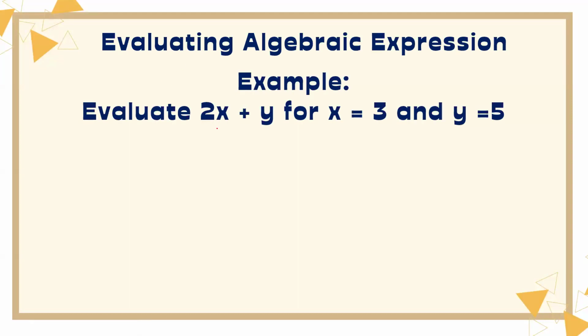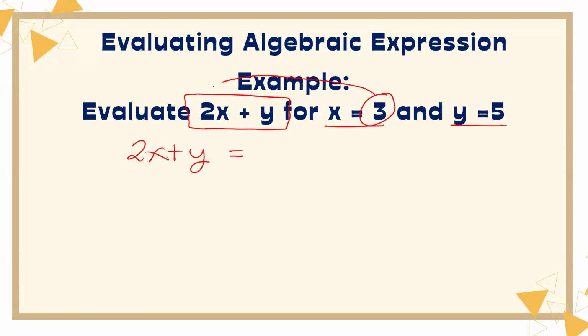So evaluate 2x plus y. So this is our algebraic expression. And these are the equivalent values for the variables that we have. So when we say 2x plus y, and we need to evaluate that, that means we need to substitute 3 to x and 5 to y. So how do we do that? 2 times 3 plus 5.